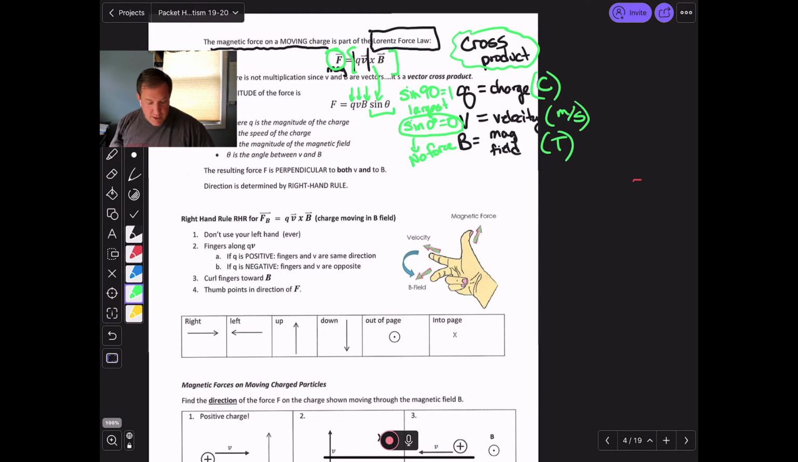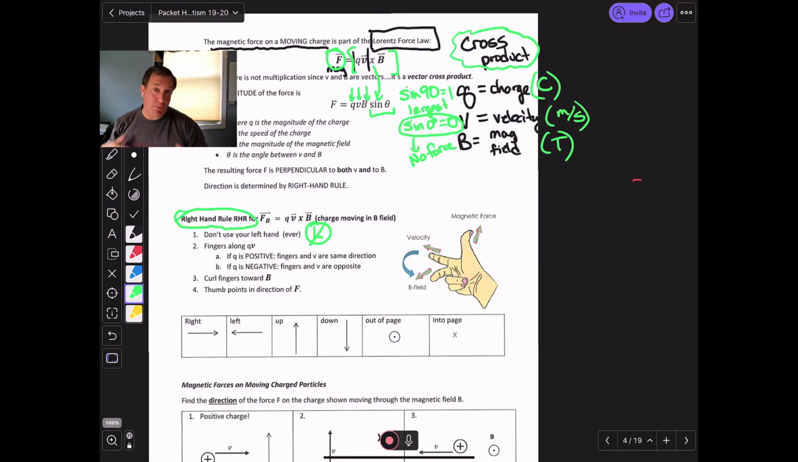So rule number 1, don't use your left hand. It's called the right hand rule, okay? So never, ever use your left. I'm going to tell you a time that you're going to use your left later, but don't use your left. Use your right hand. Okay, so your fingers. When you line up a problem, you're going to use your fingers or the tip of your pointer finger for the direction of the moving charge.